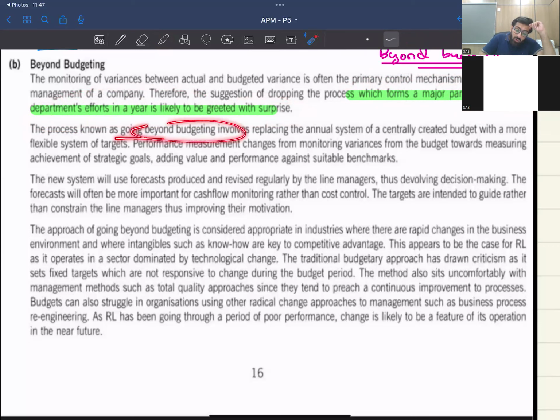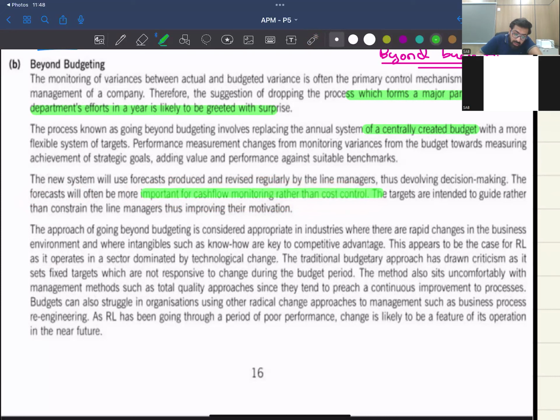Going beyond budgeting involves replacing the annual system of centrally created budgets. See, points to jot: centralized structure replaced with a flexible system of targets, decentralized, beyond budgeting. Performance measurement changes from monitoring variances to measuring achievement of strategic goals and performance against suitable benchmarks. You're not going to write like this, but if you get some of these points down on beyond budgeting, it will allow you to have some great numbers in your paper. The new system will use forecasts, regularly reviewed by the managers, thus devolving decision-making, with importance given to cash flow monitoring rather than cost control.